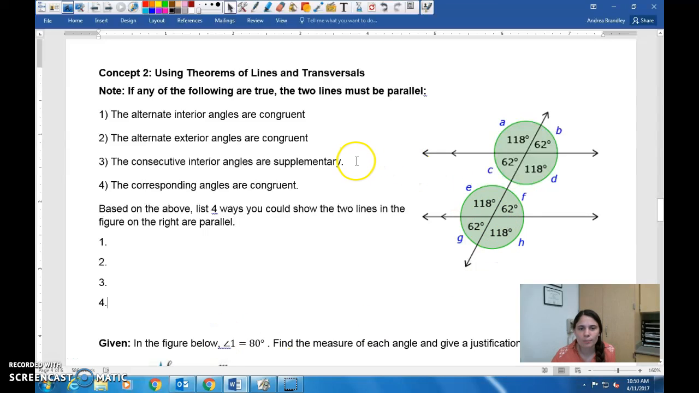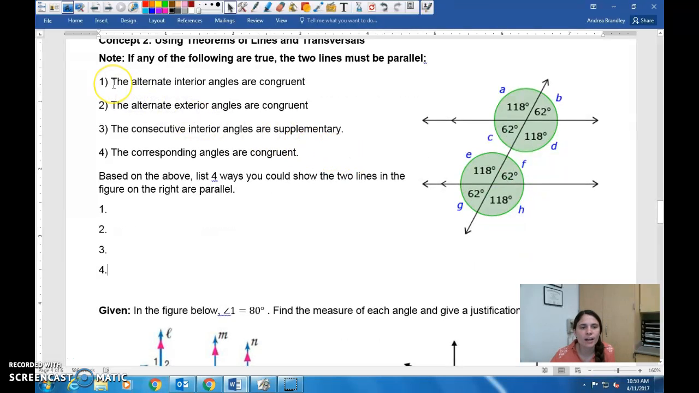Okay, so we're going to talk about using theorems of lines and transversals to do several different types of problems. First thing I want to talk about is we have kind of talked about already that alternate interior angles are congruent in a previous video, and alternate exterior angles are congruent. We talked about all these different angle relationships and what they are. But that also works for most of them in reverse order.